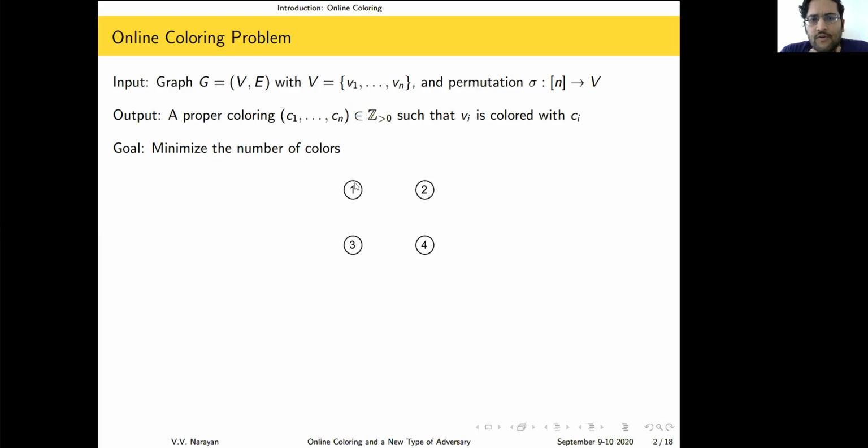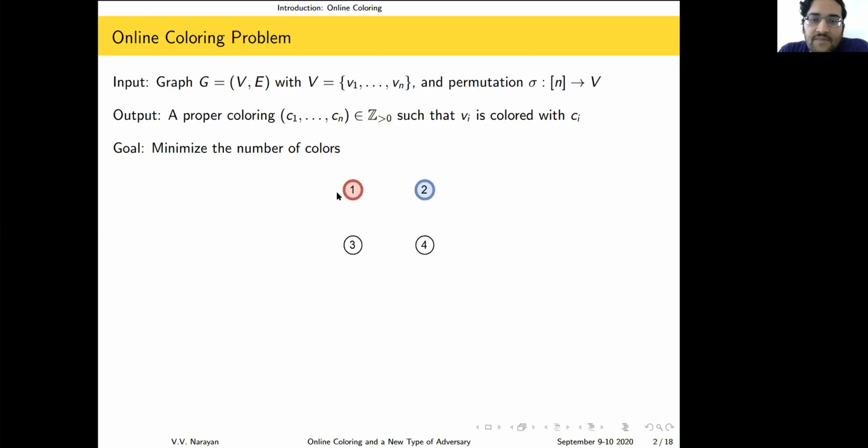Let's see an example. So in this graph, there are 4 vertices. So in time step 1, vertex 1 arrives. In time step 2, vertex 2 arrives. And there's no edge between 1 and 2. So 1 and 2 are isolated vertices. Now the algorithm has 2 choices. It can either color 1 and 2 with the same color, or it can color 1 and 2 with different colors. If it colors 1 and 2 with the same color, then suppose vertex 3 arrives and has an edge to 1. Then it needs to color vertex 3 with a different color, and if vertex 4 arrives and has an edge to 3 and 2, again it needs to color vertex 4 with a third color. So the algorithm uses 3 colors, despite this graph being 2 colorable.